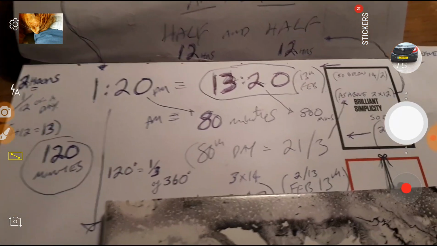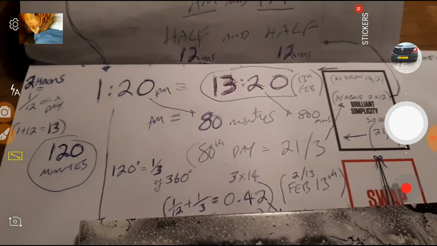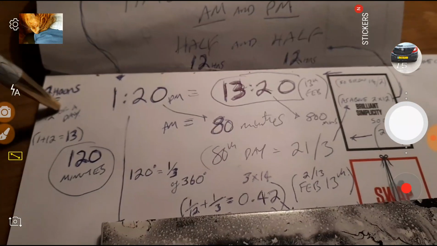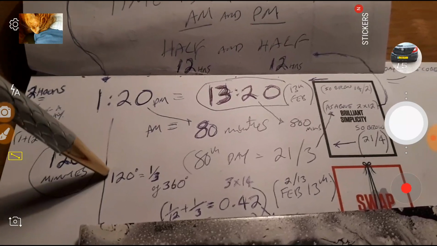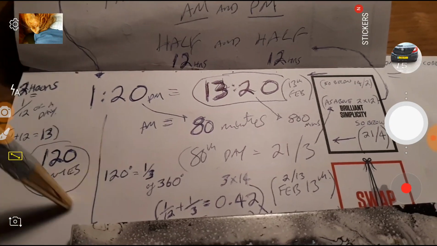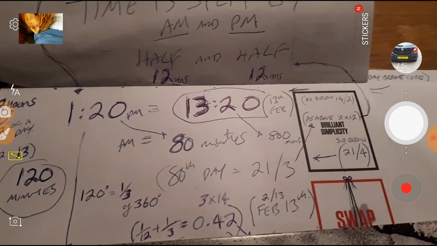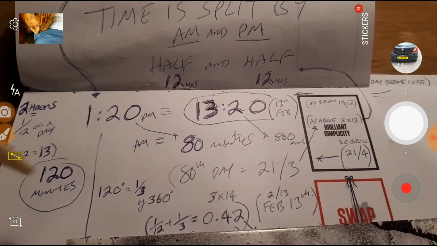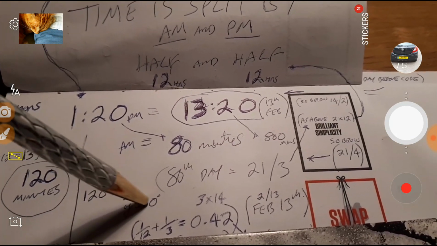120 minutes then. This is where it gets a bit complicated, so sorry about the writing. 120 minutes we know is the 12th of the day, 2 hours. 120 degrees from a circle, that's a third of the way round. 3 lots of that would be a full circle, wouldn't it? Around the clock. So 120 degrees is also a third of 360.